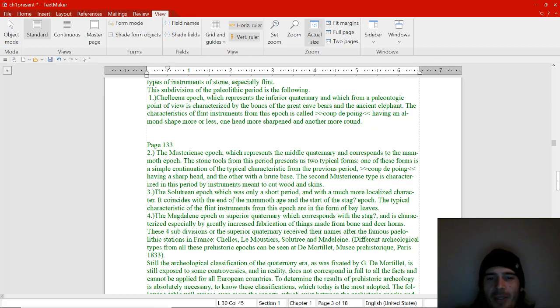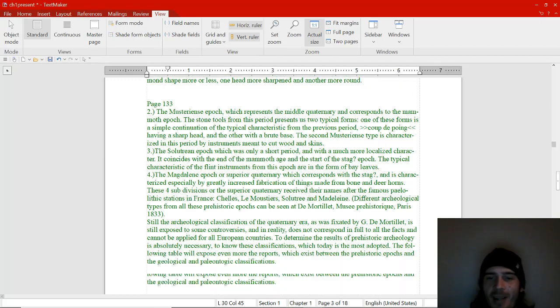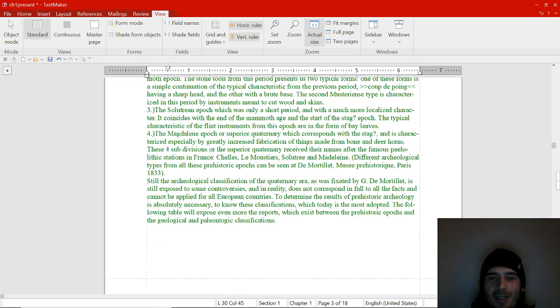Still, the archaeological classification of the Quaternary era, as was fixated by G. de Mortillet, is still exposed to some controversies and in reality does not correspond in full to all the facts and cannot be applied for all European countries. To determine the results of prehistoric archaeology it is absolutely necessary to know these classifications, which today is the most adopted. The following table will expose even more the reports which exist between the prehistoric epochs and the geological and paleontological classifications.